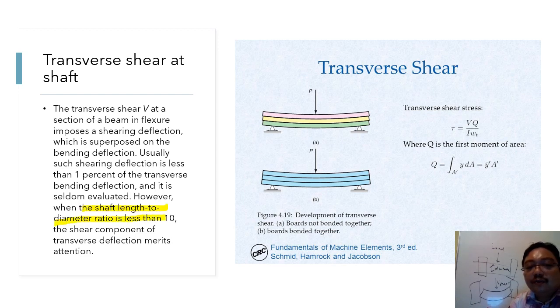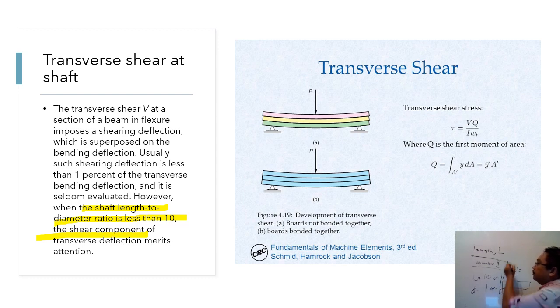What is meant by the shaft length to diameter ratio? This is the length of the shaft, and this is the diameter of the shaft. Let's say the length L equals 10 meters and the diameter equals 1 meter, centimeter or meter, let's say. Then it means the shaft is long. L over D equals 10.